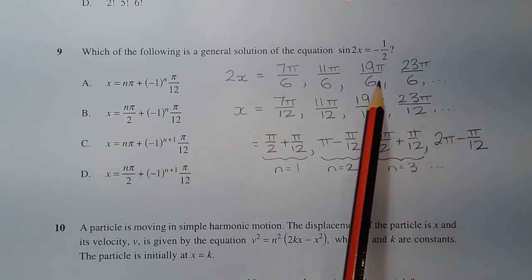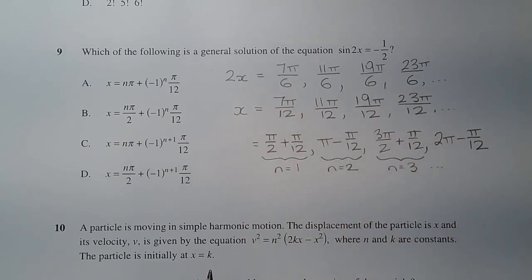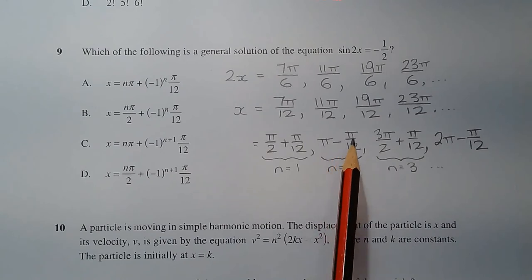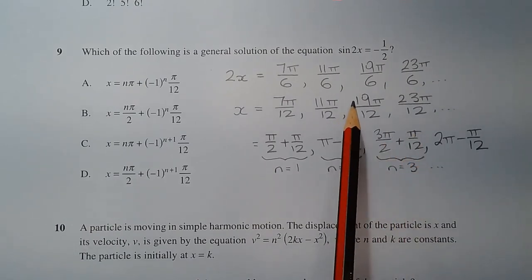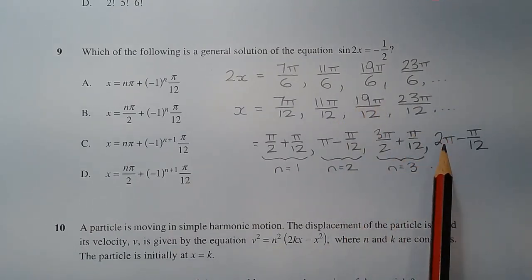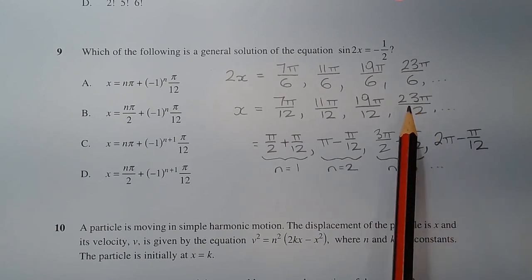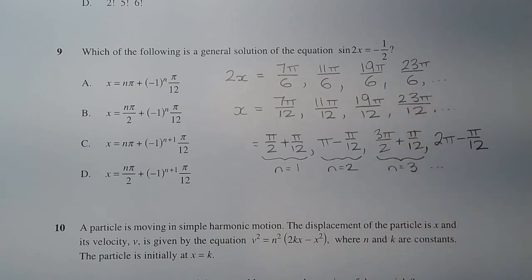Expressing these values in terms of pi over 12, we get x equals pi over 2 plus pi over 12, which equals 7 pi over 12; pi minus pi over 12, which equals 11 pi over 12; 3 pi over 2 plus pi over 12, which equals 19 pi over 12; and 2 pi minus pi over 12, which equals 23 pi over 12. Now this corresponds to values of n equals 1, n equals 2, n equals 3, and so on. And the option that represents this pattern is option D.